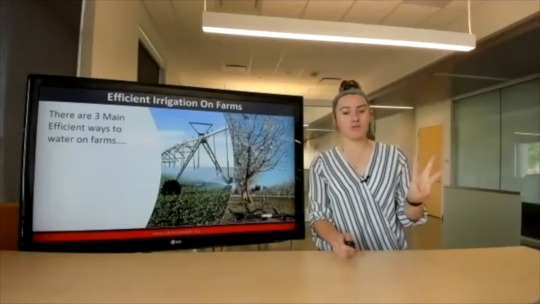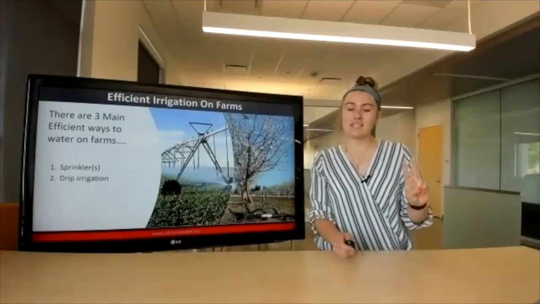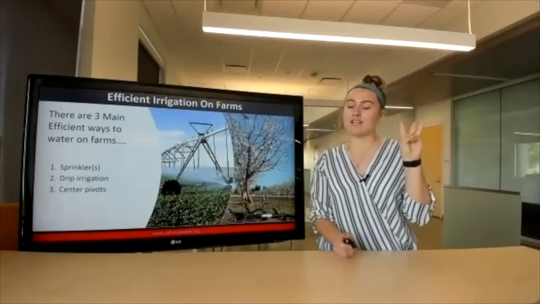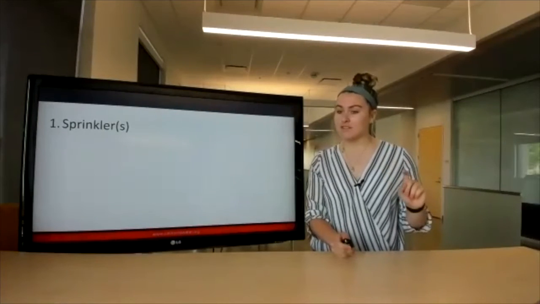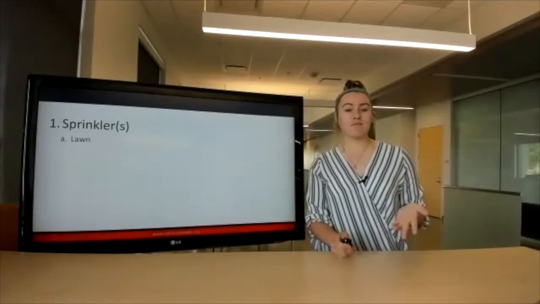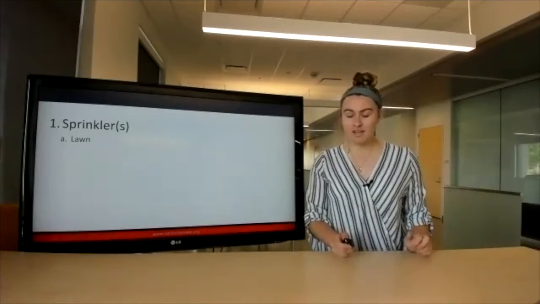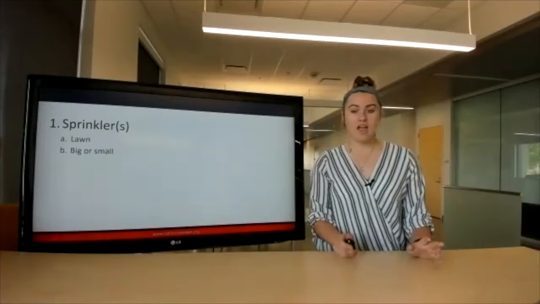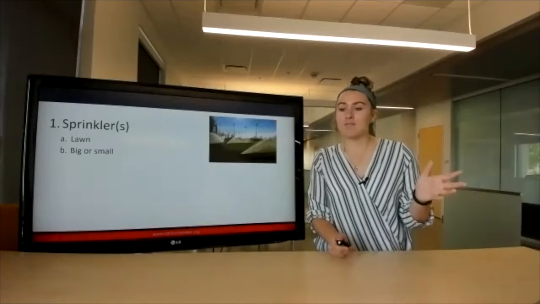All right, so next we're going to talk about efficient irrigation on farms. And this can happen three major ways. So the first one is sprinklers, and the second is drip irrigation, and the third is center pivots. So we're going to talk about sprinklers first. Now, sprinklers you might be familiar with because you might have them on your lawn in your front yard or in your backyard. And they can be really big or they can be really small.